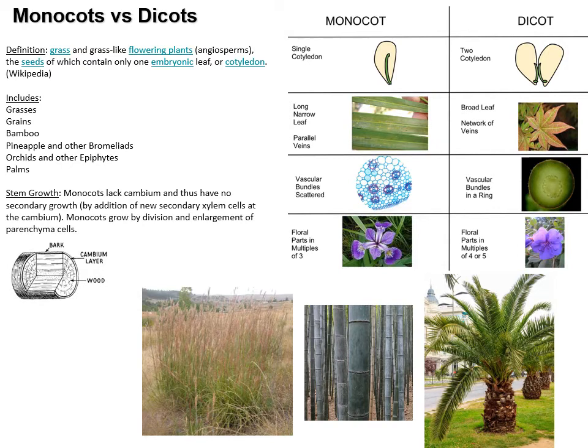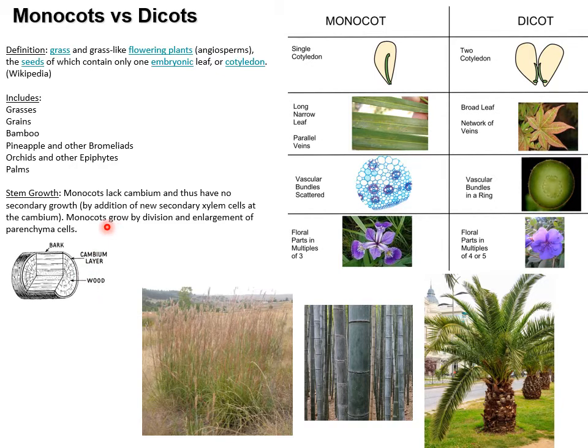The primary wood anatomy difference of a monocot is stated right here. Monocots lack cambium. So let's refresh what a cambium is. Cambium is the layer that exists at the outer portion of a tree, inside of the bark, but outside of the inner portion, which is the secondary xylem. And remember, the purpose of cambium is for cell division. It's to grow new cells.